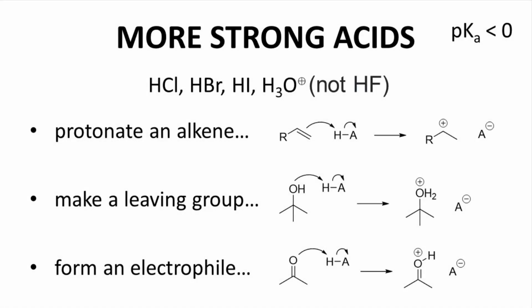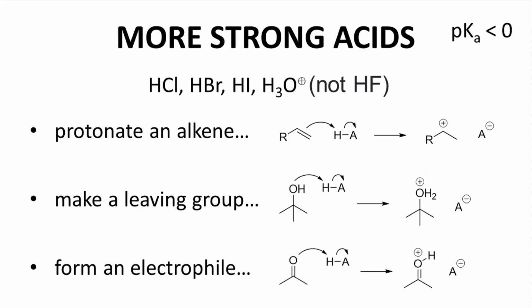Here are some more strong acids. These also have a pKa of 0 or lower. They include the strong halogen acids, HCl, HBr, and HI, but not HF, along with hydronium, H3O+. These strong acids do the same tasks as sulfuric acid from the previous slide. They make carbocations, leaving groups, and strong electrophiles. What is different is all these acids form nucleophilic conjugate bases that can react with these intermediates.